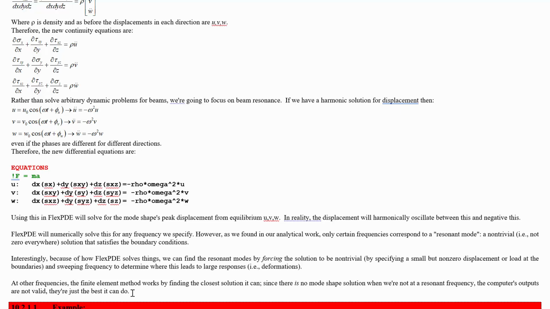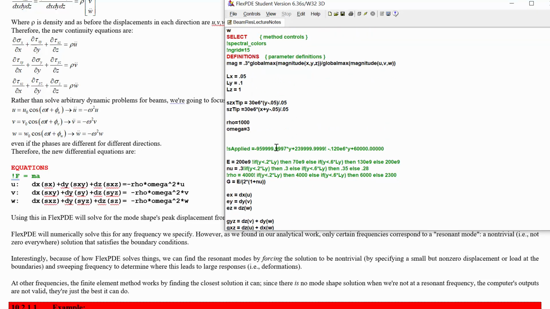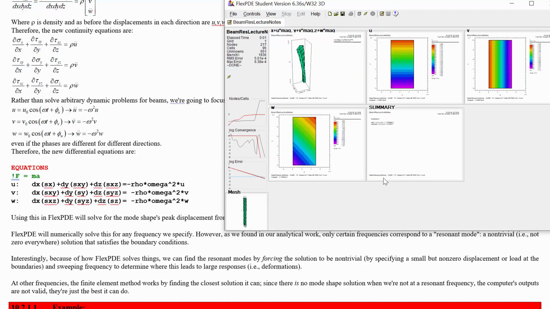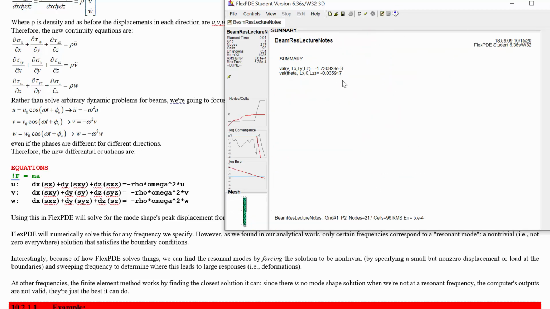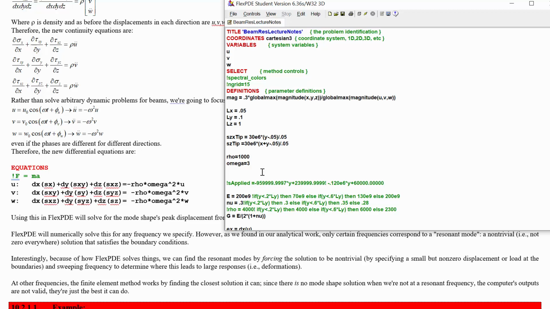At other frequencies, the finite element method will still work by finding the closest solution it can, even though there is no solution when we're not at a resonant frequency. The computer's outputs are just not valid, but they're the best that it can do. So this is only going to tell us that we're not at a resonant frequency by not giving us nearly as much displacement as we otherwise would have had. We're scaling this, but the displacement that we have is very, very small, like 1.7e-3, compared to what we would get at resonance, which is theoretically infinite displacement.